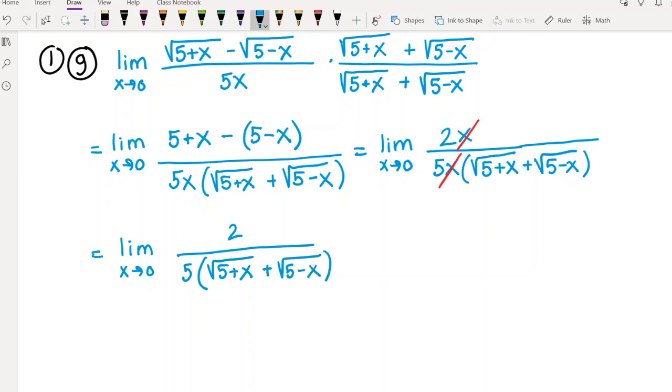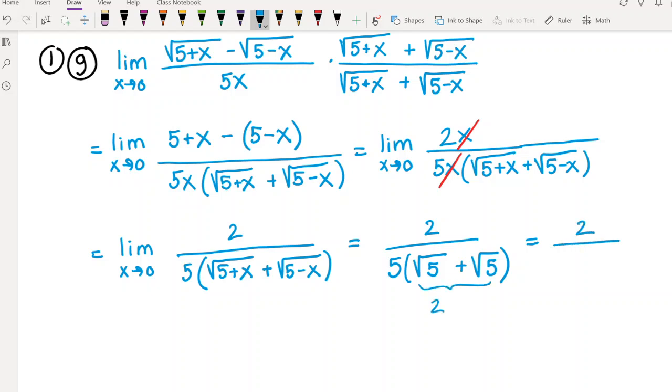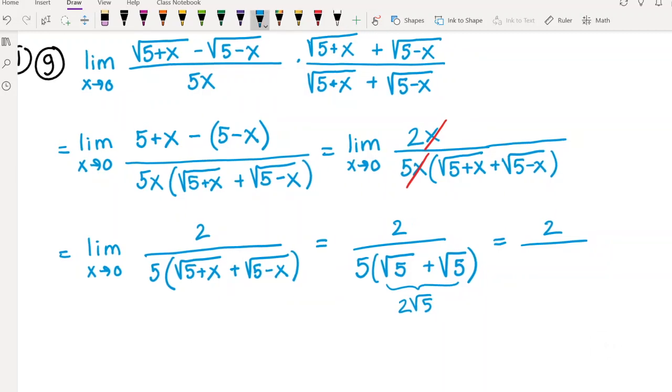Right? So if we plug in 0, we're no longer going to get 0 in the denominator. And so now we can just plug it in. So we get 2 over 5 times the square root of 5 plus 0. So that would be just root 5, right? Plus the square root of 5 minus 0, which is another square root of 5. And so this simplifies to 2 over, so these two things together are 2 root 5, right? There's 2 of them. And so now we have 10 root 5, because we have 5 times 2 root 5.